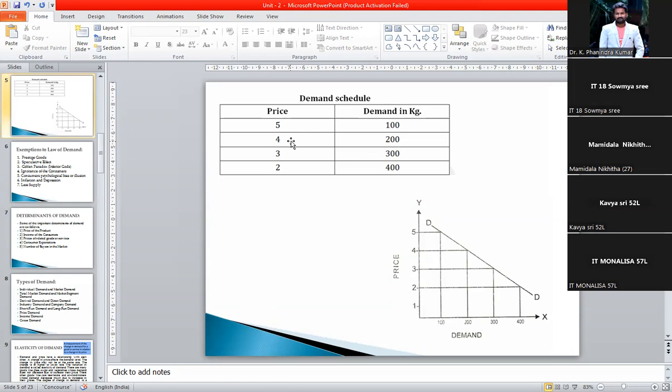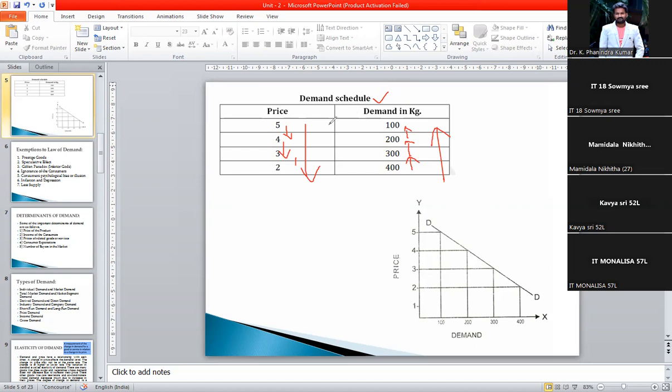If the price of the product decreases from 5 to 4, what happens? The demand increases from 100 to 200. If the price decreases from 4 to 3, then ultimately the demand increases from 200 to 300. If the price again decreases to 2, then the demand increases. And whatever is given in the law of demand is the same: if the price of the product decreases, the demand increases. This is how we can provide a demand schedule.